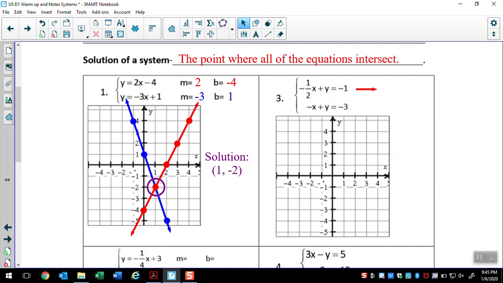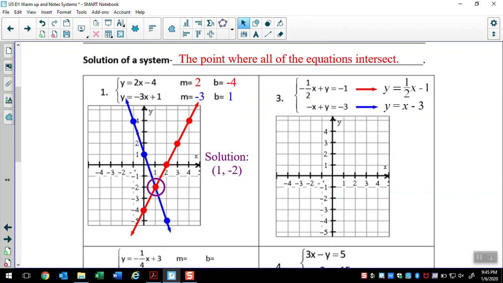When I do that, I'm going to add 1/2 x to this side. So now I get y equals 1/2 x minus 1. So I brought the -1/2 x over by adding it, and then I've got this minus 1 that just goes to the end. And then I can change this one. Again, to isolate y, I'm going to add the x over to this side with the -3, and we end up with y equals x minus 3. All right, so let's get to work graphing.